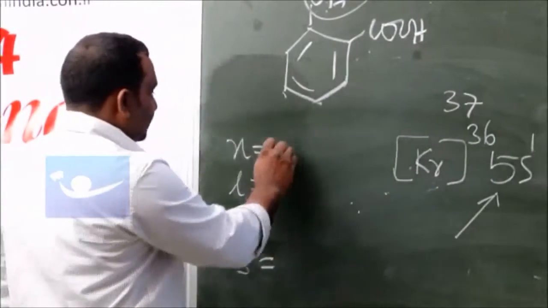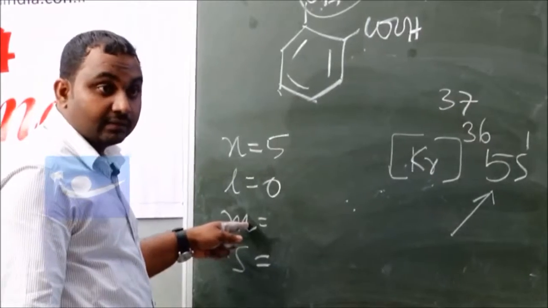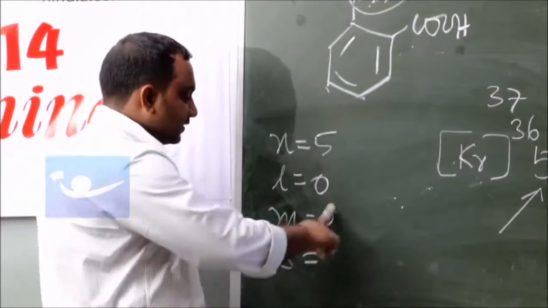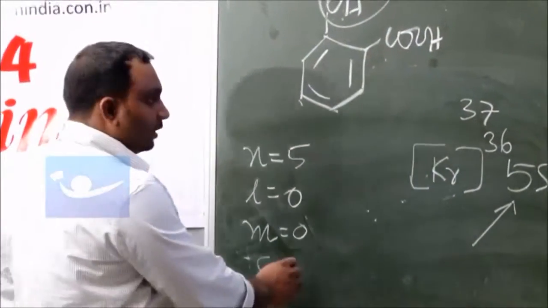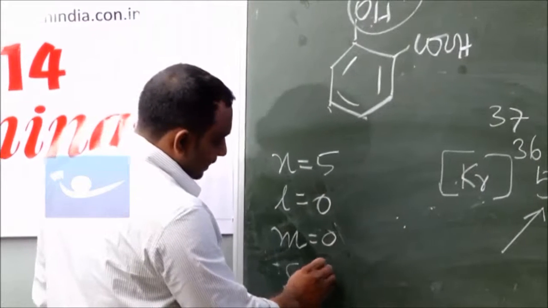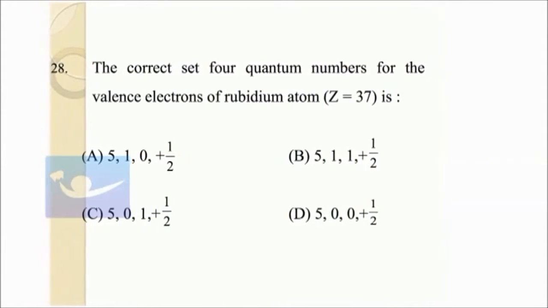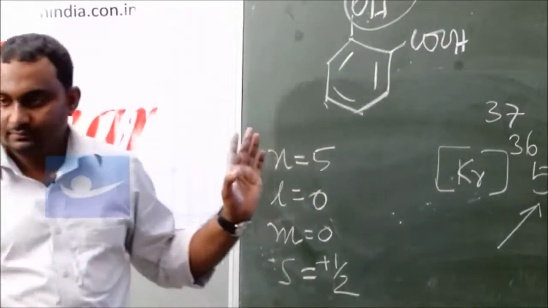Principal quantum number is given, it is 5. Azimuthal quantum number is 0. And what about magnetic quantum number? When L is 0, M has to be 0. Then S has two options, it could be either positive or minus. So which is the correct option? 5, 0, 0, D is the correct option.